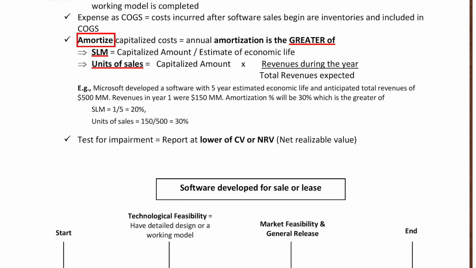Looking at the example there, it says Microsoft developed a software with 5-year estimated economic life and anticipated total revenues of $500 million. Revenues in year 1 were $150 million. Now, amortization percentage, so you calculate straight line method, that's 1 by 5, 20%. But units of sales, where you've made sales of 150 million out of a total anticipation of 500 million, that's 30%. So the higher percentage, or 30% in this case, is used for amortization.